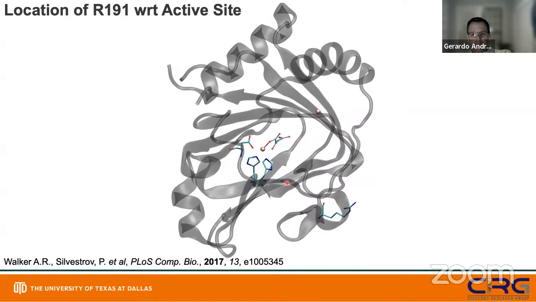For ALKBH3, what we found is that the mutation of this R191, which gets changed to a Q in the cancer mutation, is 22 angstroms away from the active site.